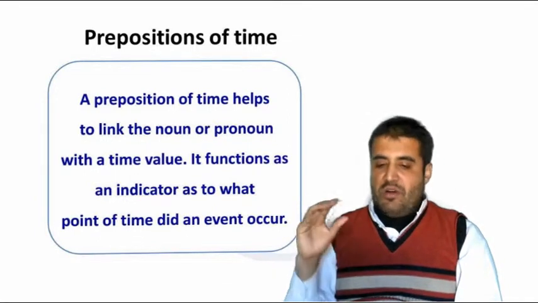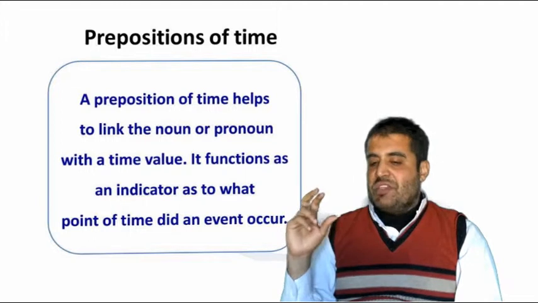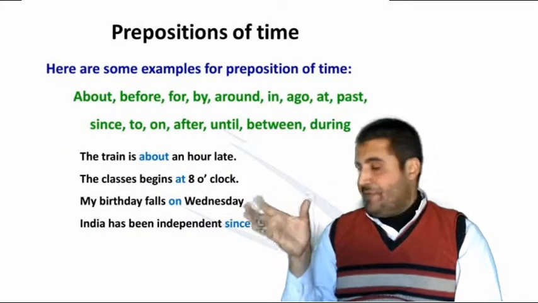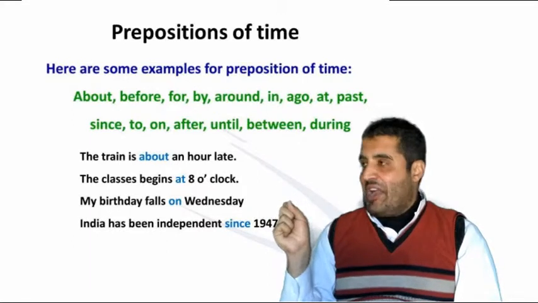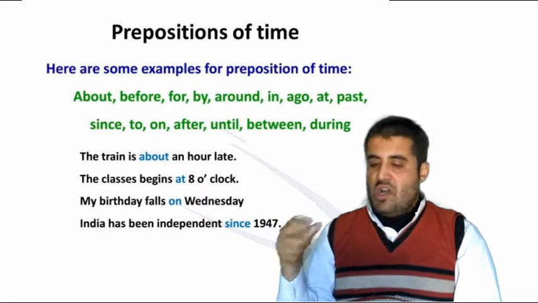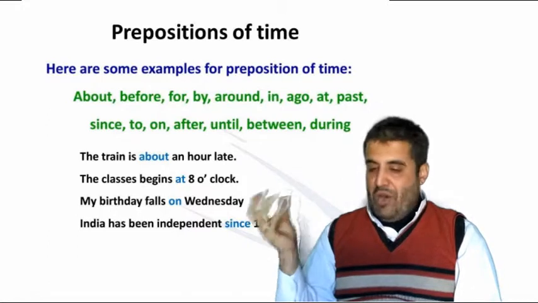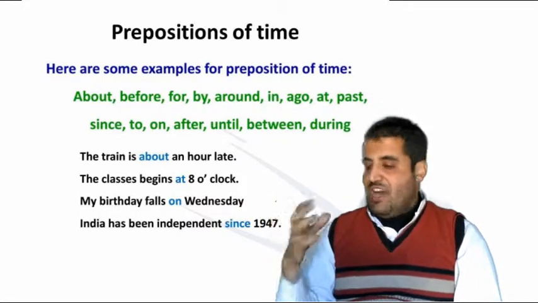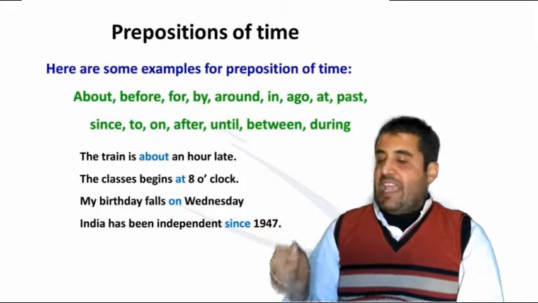That is, from what point or how much time is taken by an action or by that person, okay? So here are some examples of prepositions of time: about, before, for, by, around, in, ago, at, past, since, to, on, after, until, between, and during.